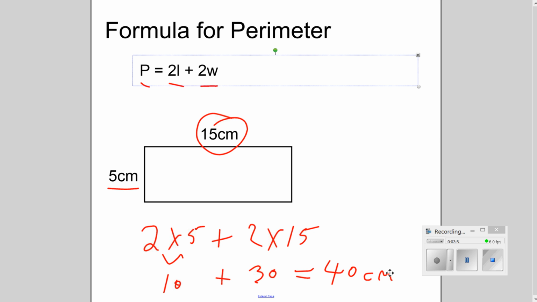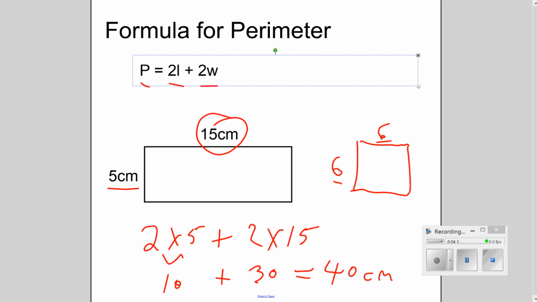Okay, so that is using the formula for finding perimeter. And again, we could do the same thing if we had a square and they only gave us one side, and let's say this was 6. It's still the same thing. This is 6, this would be 6, so it would be 2 times 6 plus 2 times 6. All right, so that is how to find the perimeter.